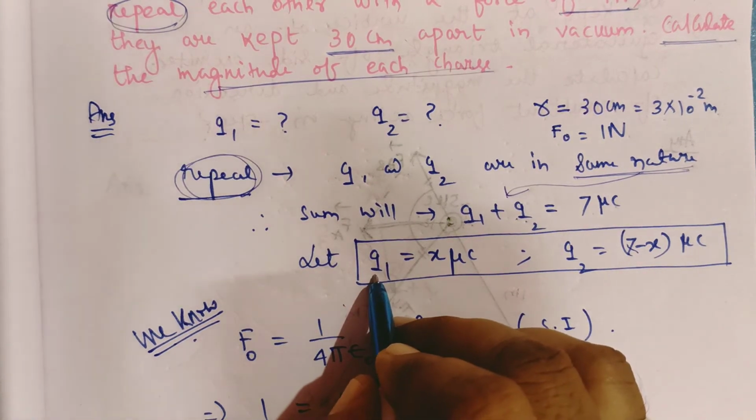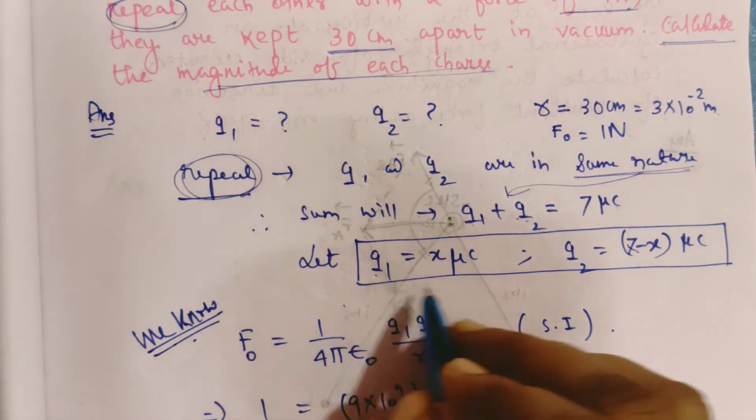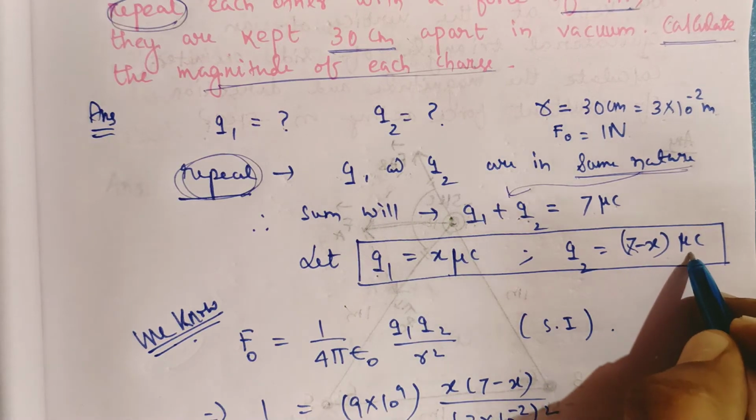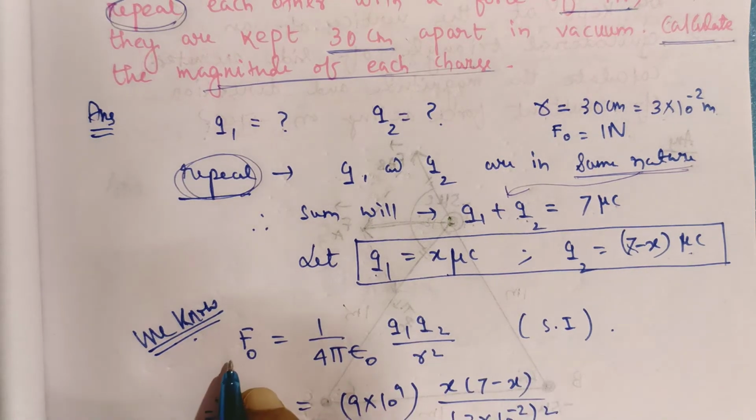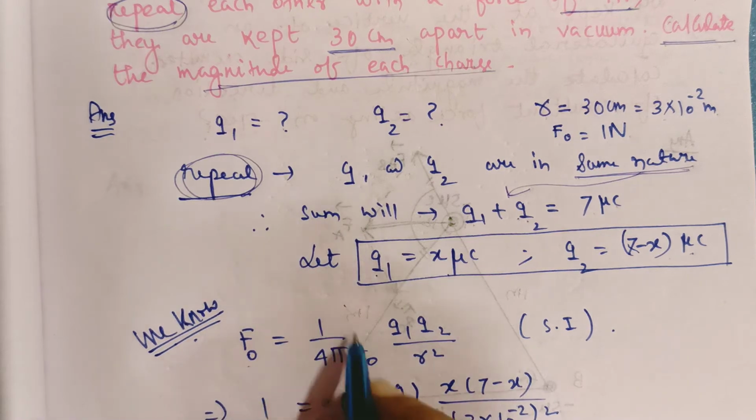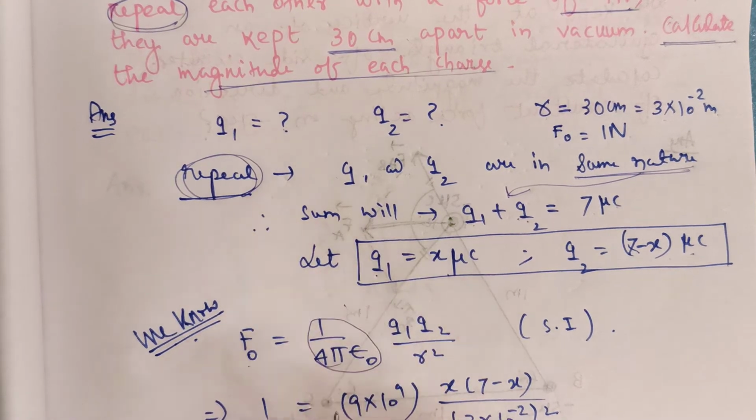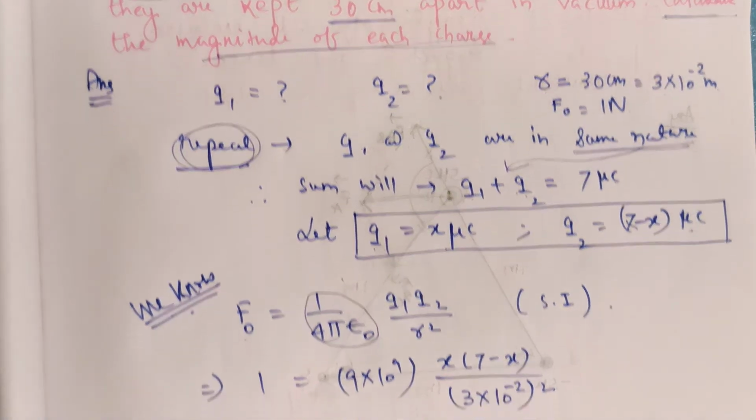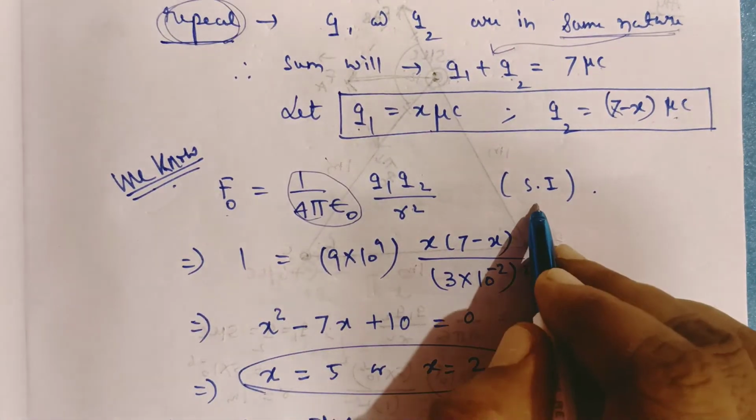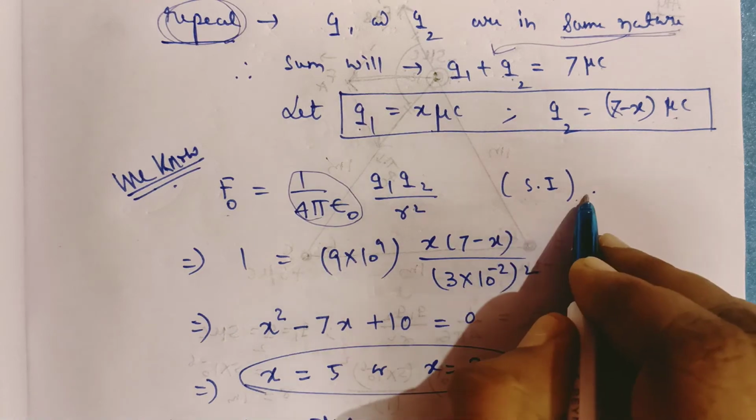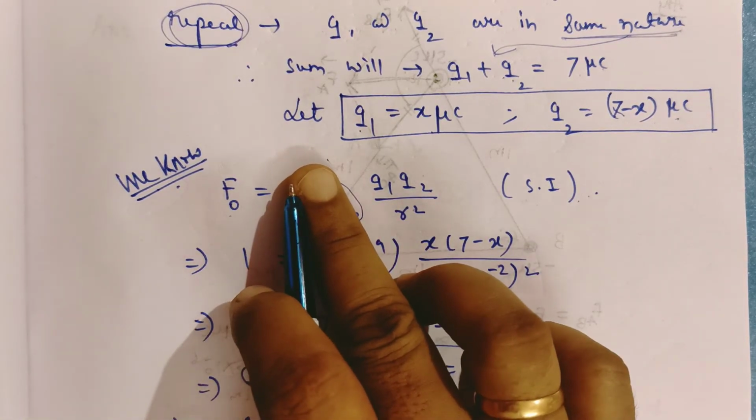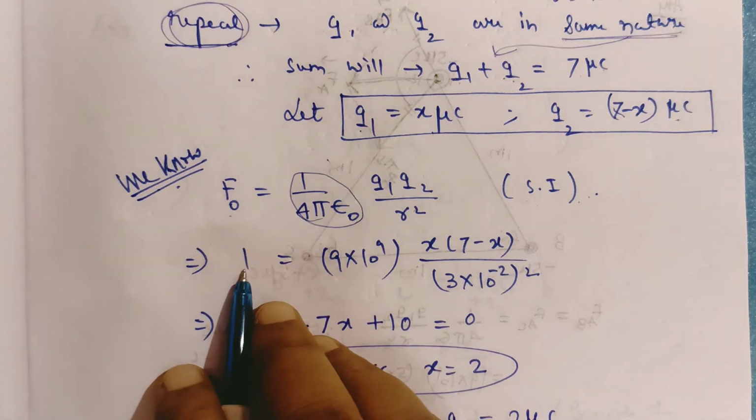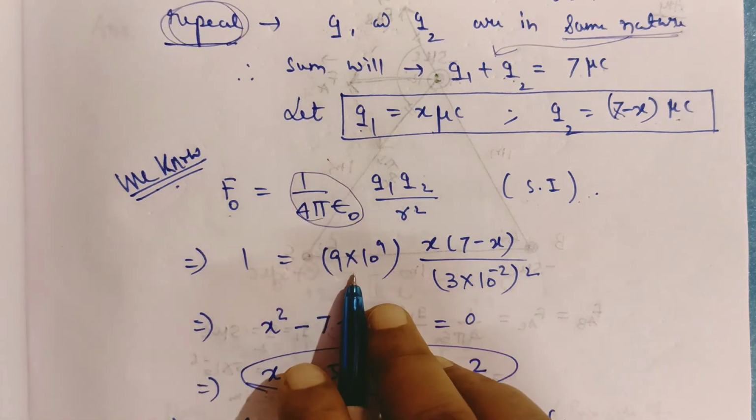Let q1 is equal to x microcoulomb, q2 is equal to 7 minus x microcoulomb. We use the Coulomb's force formula in SI system, that's why I have written 1 by 4 pi epsilon 0 here, q1 into q2 by r square. For your convenience, you can write SI inside. If in CGS, you should not write this 1 by 4 pi epsilon 0. F is 1 Newton, data given here, and you should keep this in memory.